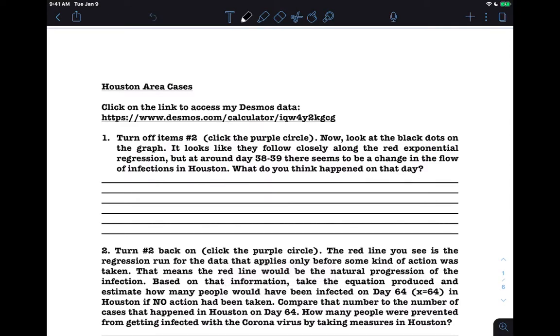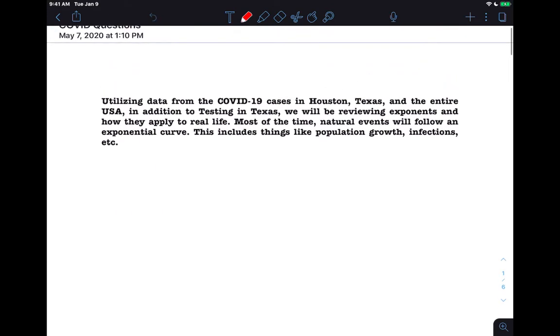All right, so today we're going to be talking about exponentials, and specifically we're going to be talking about how they apply to COVID-19. As we learned previously in class, we know that natural events, things like population, infections, bacterial growth, reproduction, a lot of things follow an exponential curve if they're allowed to progress naturally. That means that we're not influencing it, we're not taking any action, we're just letting it run its course.